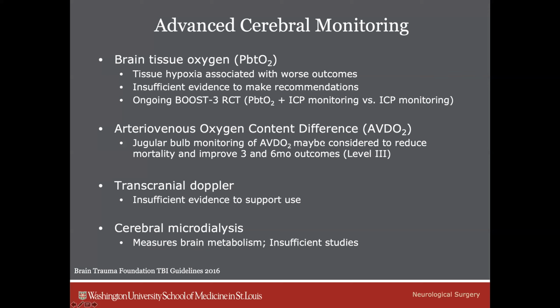So the other thing that we can do is measuring your oxygenation content between the arterial and venous system. So this is typically done by monitoring your jugular venous oxygen concentrations. And this has also been sort of recommended in the guidelines as a weak level 3 evidence to reduce mortality and improve outcomes in the long term.